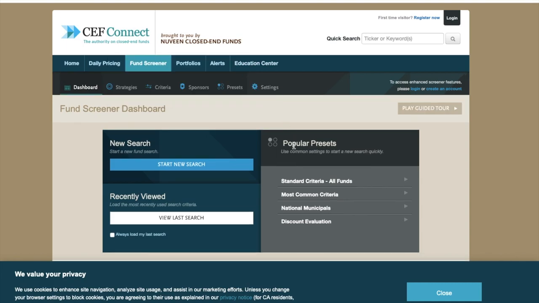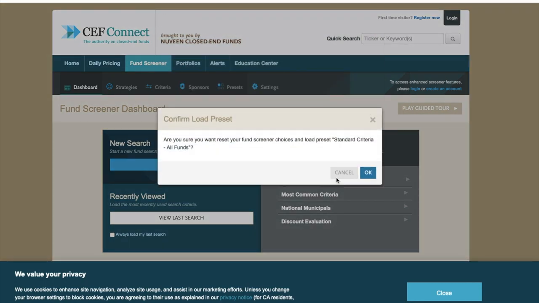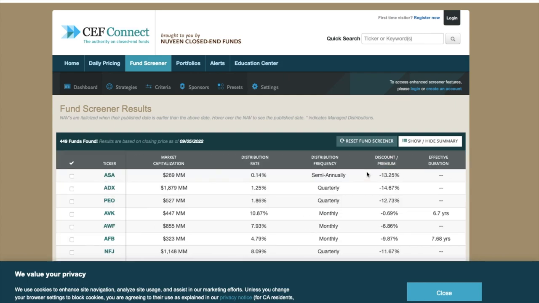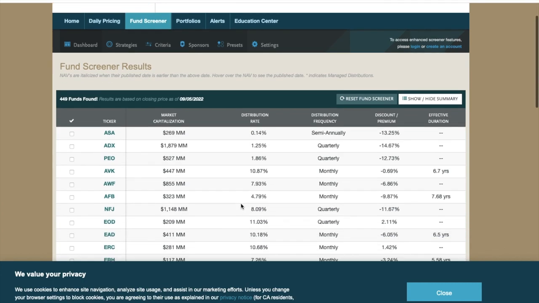Okay, so when you get to this, what I normally run is just a standard criteria of all funds. So I click on that, and then it says, are you sure you want to reset your fund screener choices and load preset? Now, again, this is completely free to use. I'm not signed in, nothing. I'm just showing you how to do this. So you hit OK, and then you'll see it drops down all of these different closed-end funds.